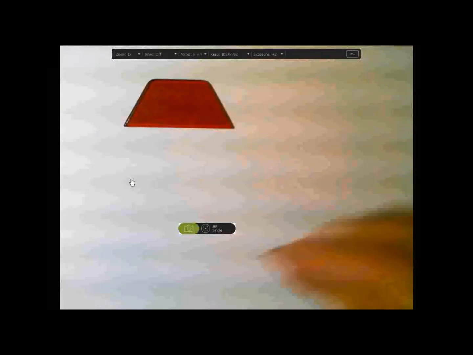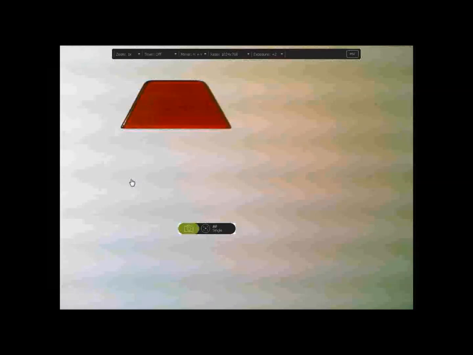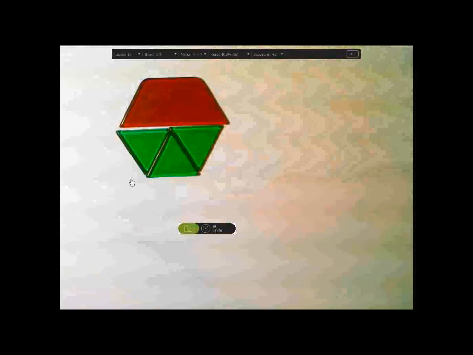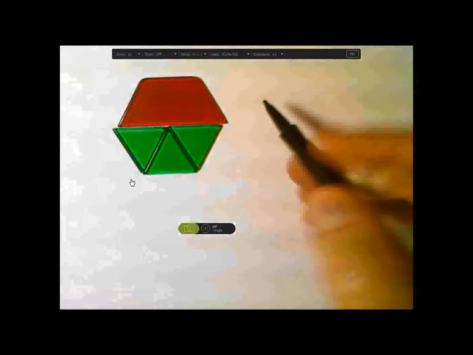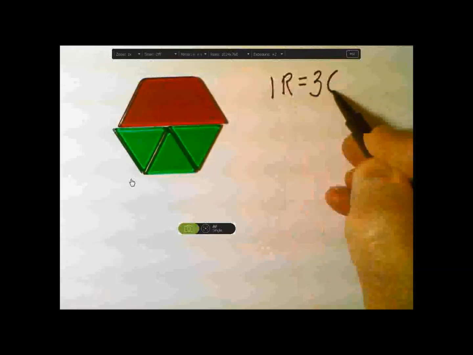How many green blocks do you need to form one red block? They said 3. Everybody says 3. Okay, good. So we see then that one red block is equal to 3 green blocks. So we can write that, and we could say that one red block is equal to 3 green blocks.